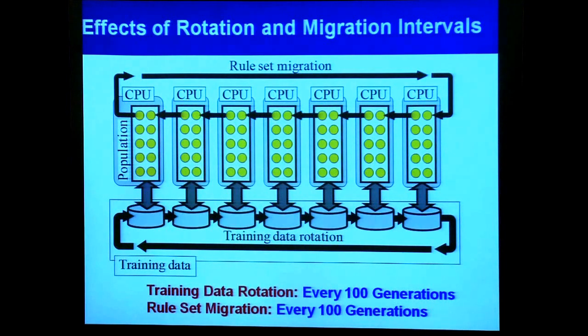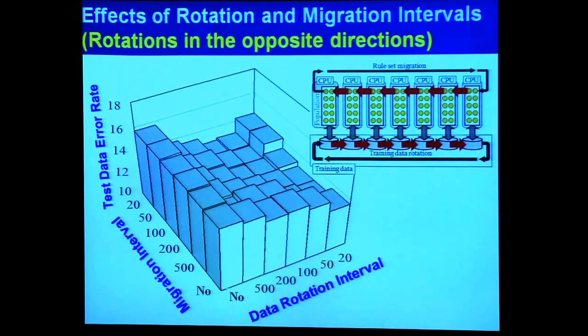We also examine the effect of training data rotation and test rule set migration. In our computational experiment, we perform training data rotation and rule set migration every 100 generations. We also perform the rotation and migration in opposite directions, and we also examine the specification of the data rotation interval and migration interval.